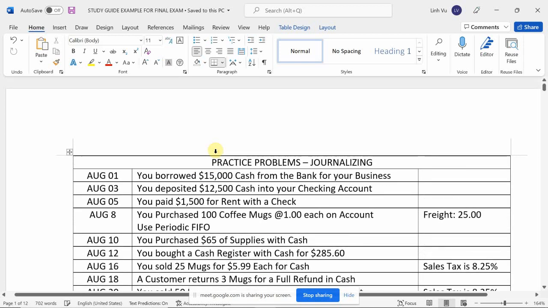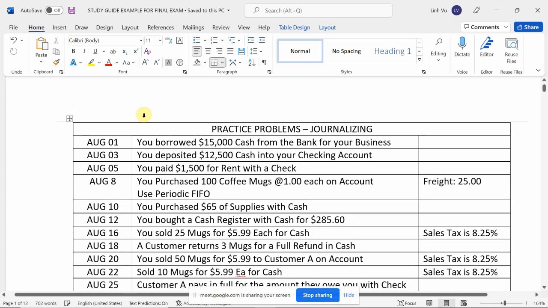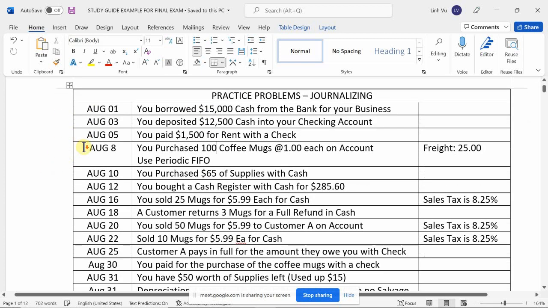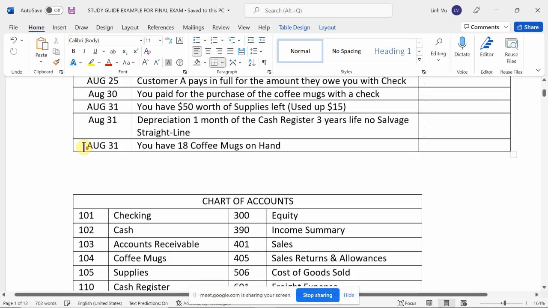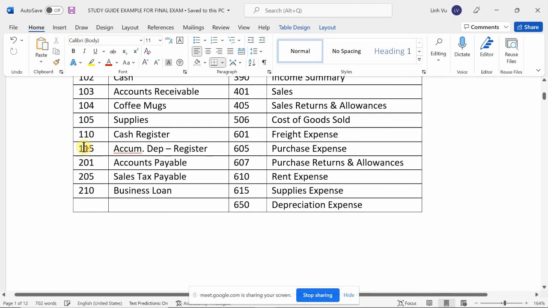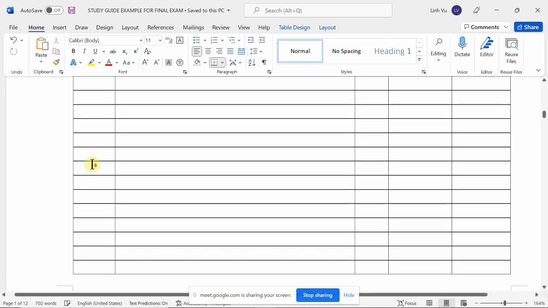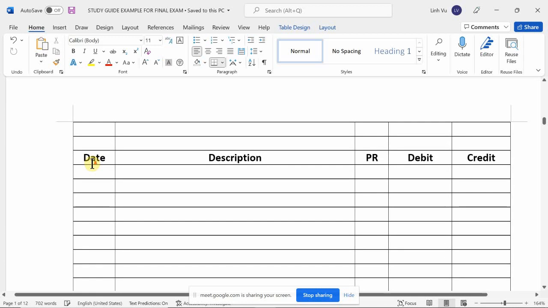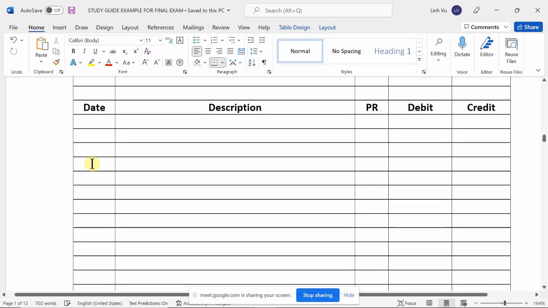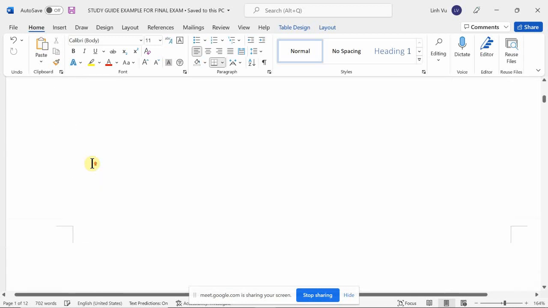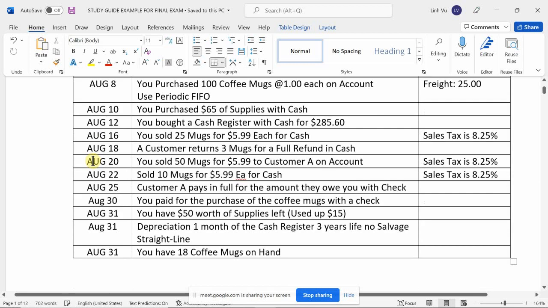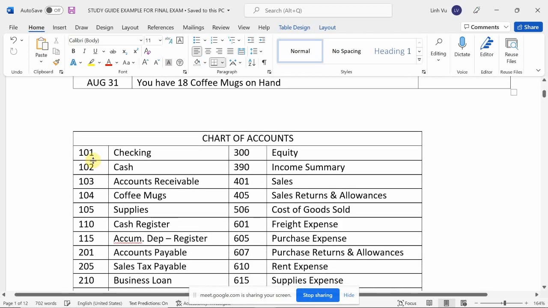Here we are looking at the journals. I'm going to be giving you the journals. I'll be providing the chart of accounts for you, and I'm also going to be providing everything that you need to be able to answer those questions. So again, this is a study guide for the final exam, and it's another example of completing the accounting cycle, okay?